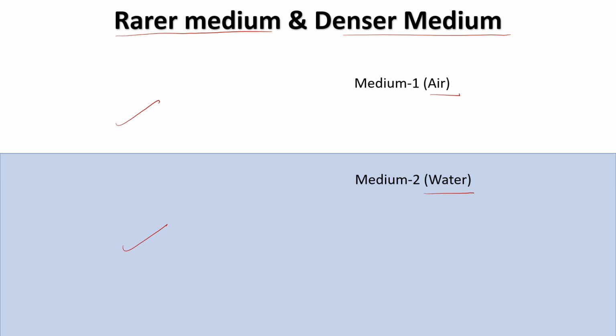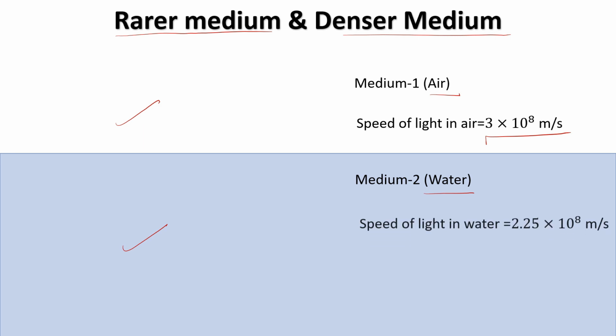Let's discuss the rarer medium and denser medium. Here it's very clear, we have two media. Medium 1 is air, whereas medium 2 is water. The speed of light in air is 3 × 10⁸ meters per second, whereas the speed of light in water is around 2.25 × 10⁸ meters per second.